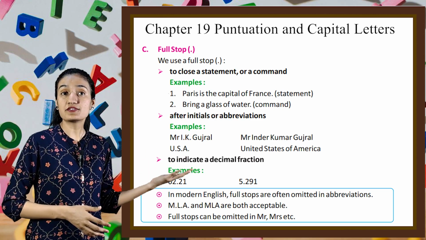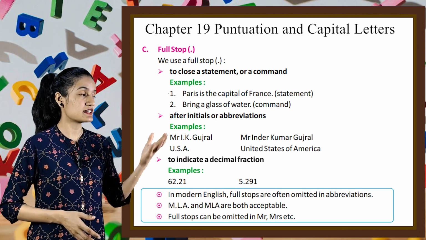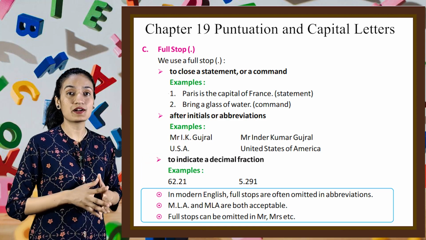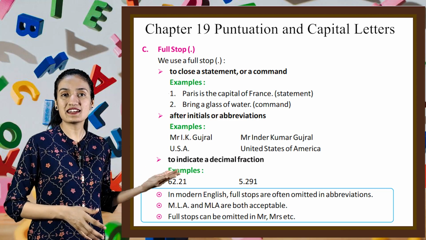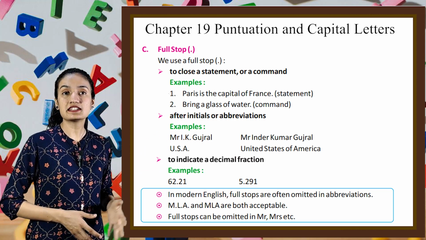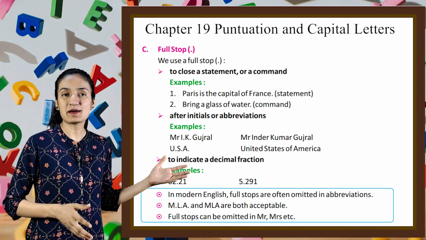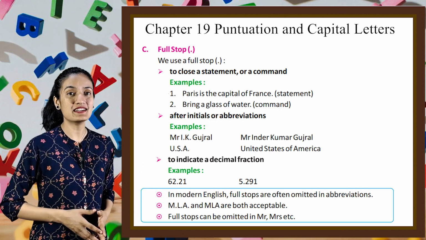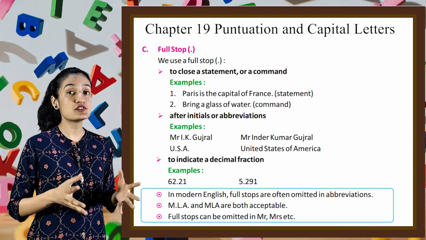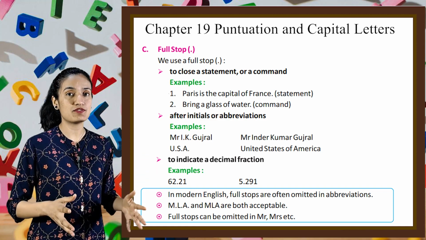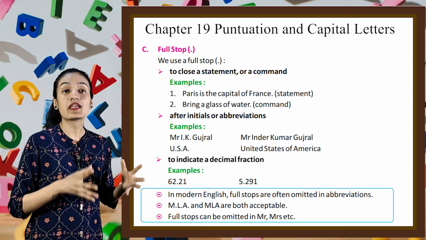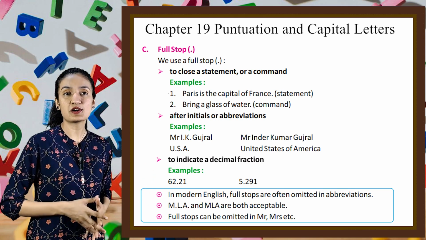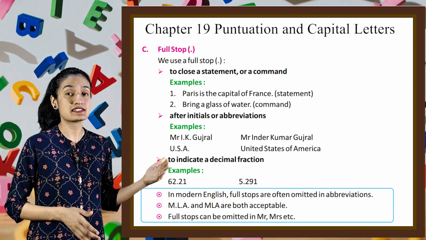Now, after initials or abbreviations, here are some examples. Mr. I.K. Gujral, Mr. Inder Kumar Gujral, U.S.A., United States of America. To indicate a decimal fraction, examples are 62.21, 5.291. In modern English, full stops are often omitted in abbreviations. Students, do you know M.L.A. and MLA are both acceptable? Full stops can be omitted in Mr., Mrs., etc.